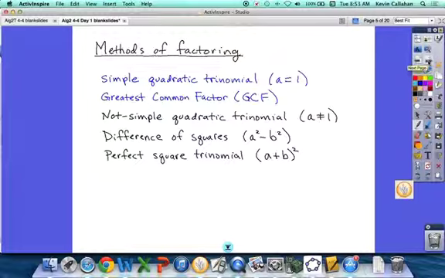So there's 5 kinds of factoring that we learn about. And we're going to do 2 of them today. We'll do the other 3 on the next class.